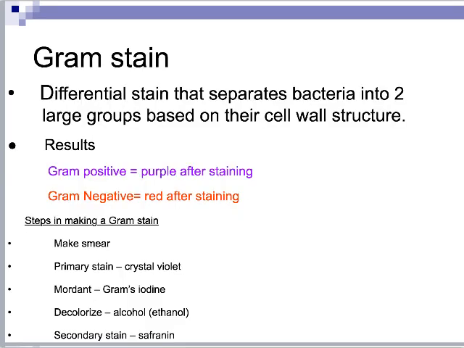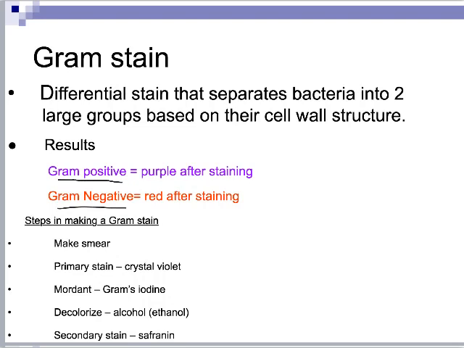Okay, now we're going to talk about Gram staining. So Gram staining is differential staining. So what it does is it's going to tell us about the cell wall of the bacteria. So there are two results that we could get. We could either get Gram positive or we could get Gram negative. So it's all about cell wall structure, which is in chapter 4.